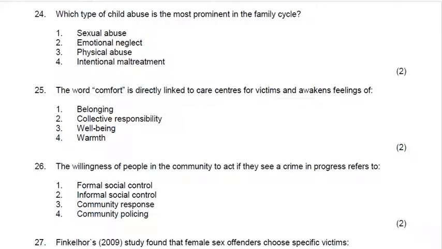26. The willingness of people in the community to act if they see a crime in progress refers to. The answer is 2, which is informal social control. That is found on page 67 of our study guide.